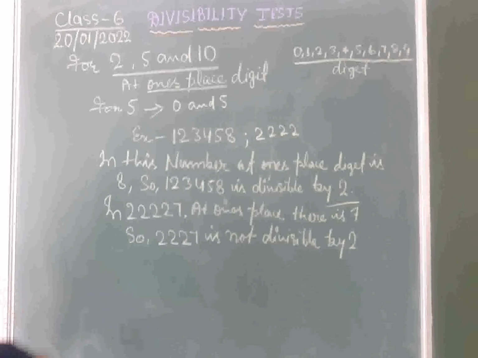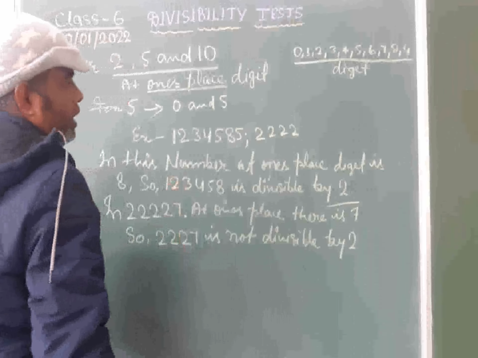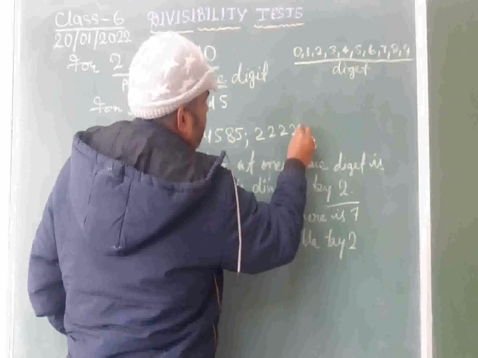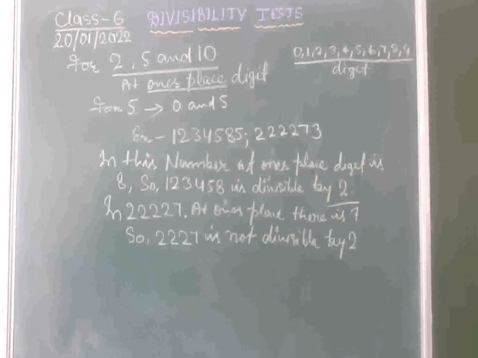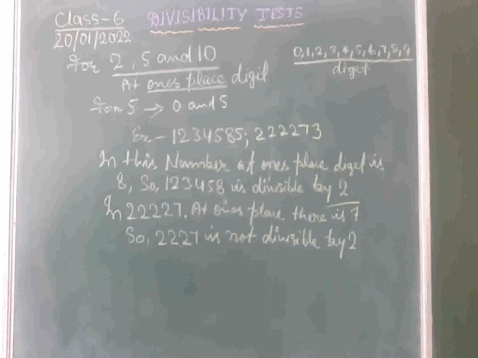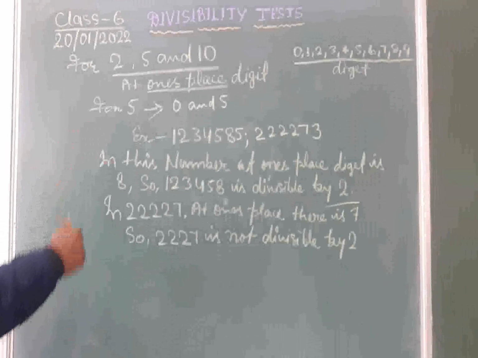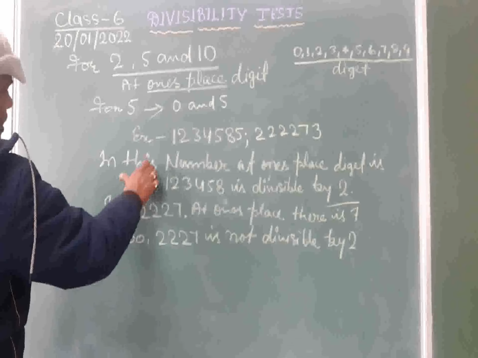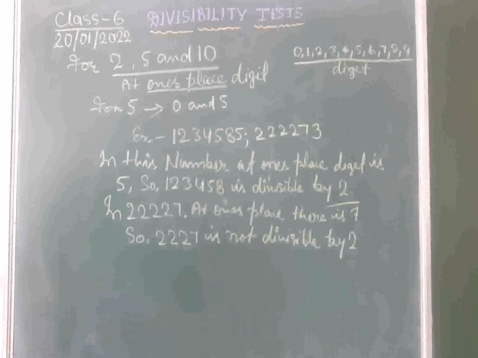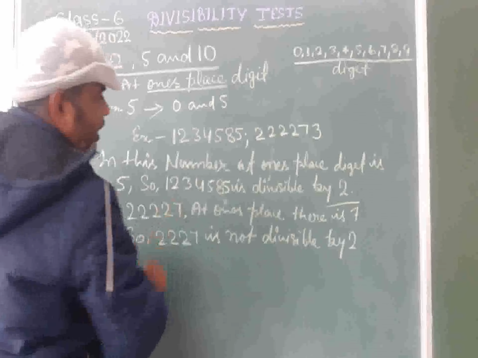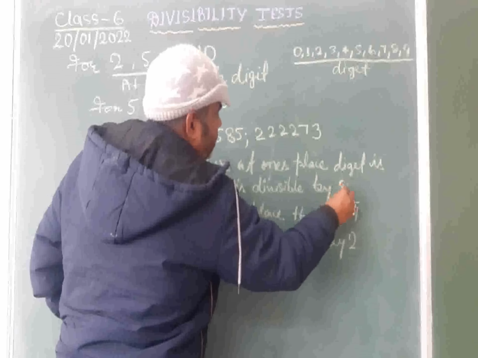Just like that, we take another example. Here we have 5, and here we have 7, 3. The answer remains the same. In this given number, the digit at ones place is 5, so we just change the statement here: it ends with 5. So this number is divisible by 5.